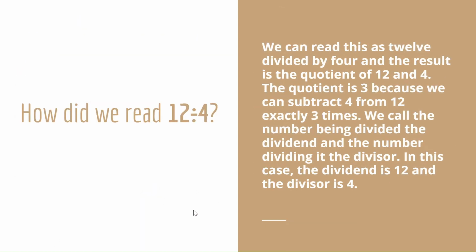Next, how do we read this? We can read it as 12 divided by 4, and the result is the quotient of 12 and 4. The quotient is 3 because we can subtract 4 from 12 exactly 3 times. We call the number being divided the dividend and the number dividing it the divisor. In this case, the dividend is 12 and the divisor is 4.